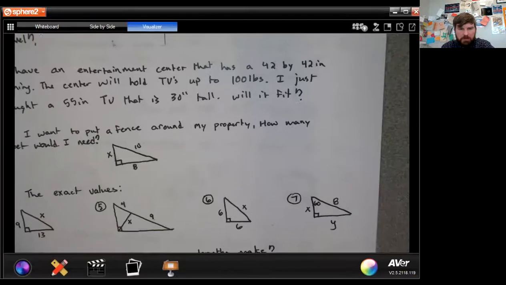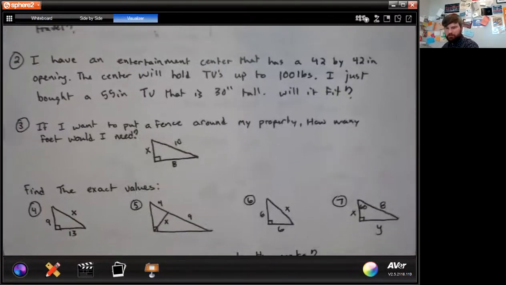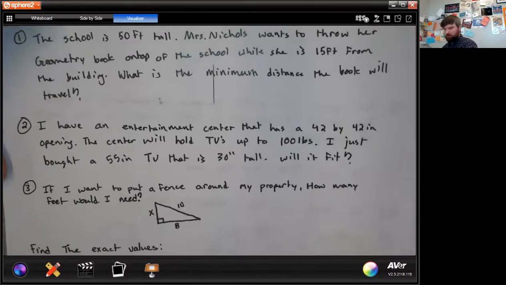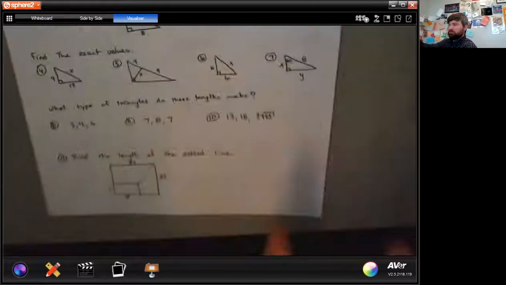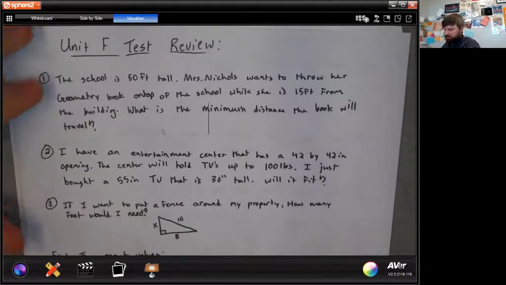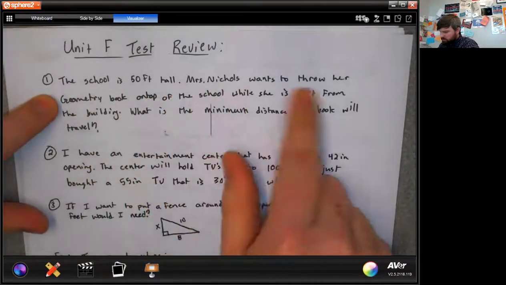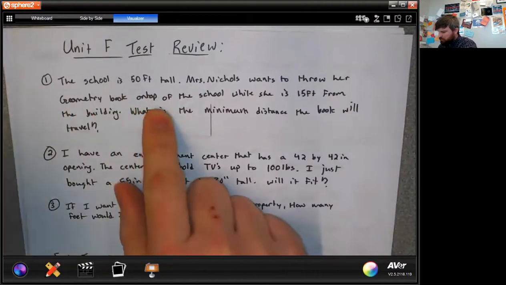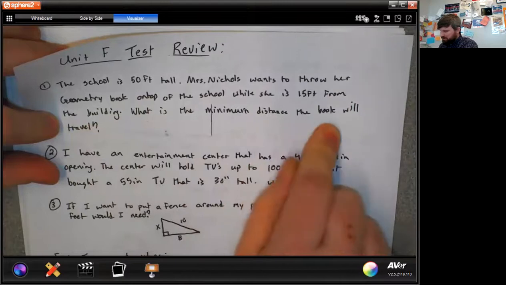So word problems on this test are going to be kind of a big deal. That's why I've started off here with a couple of them. I may not have enough room on this sheet to do the problems, so I'll be flipping back and forth between sheets. So the school is 50 feet tall. Miss Nichols wants to throw her geometry book on top of the school while she is 15 feet from the building. What is her minimum distance the book will travel?